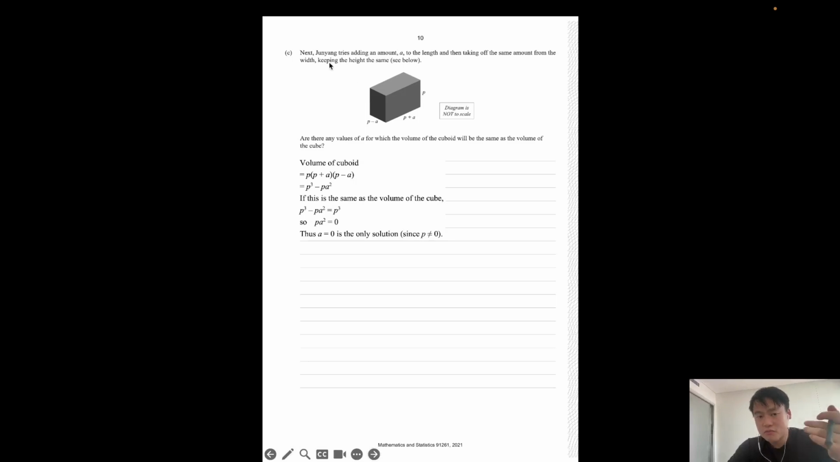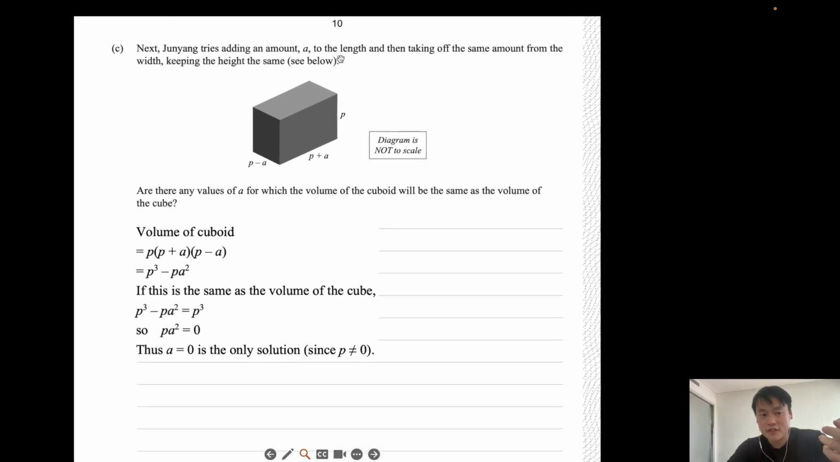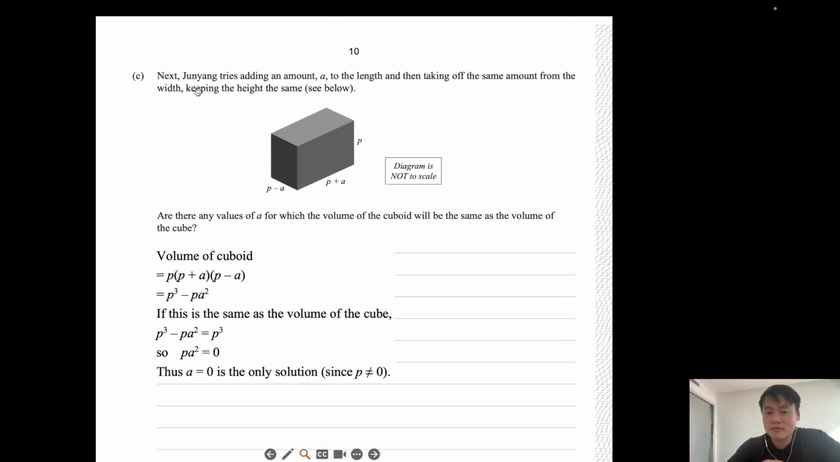Part C. Junyang. Yep, diversity. Diversity quota, yep.